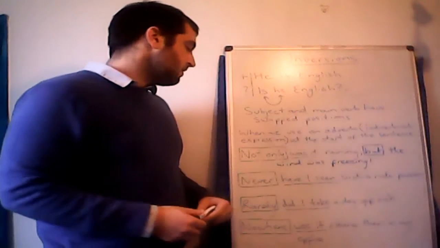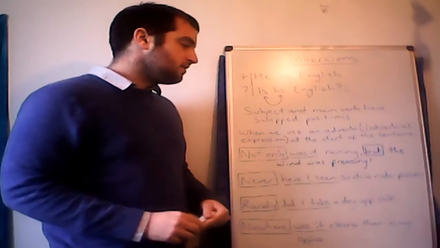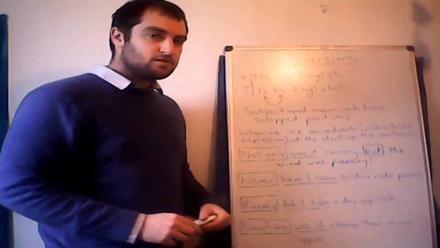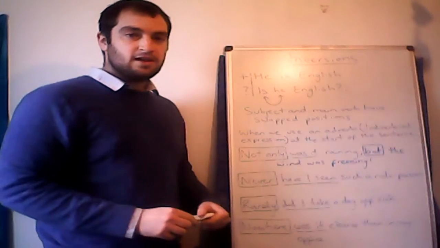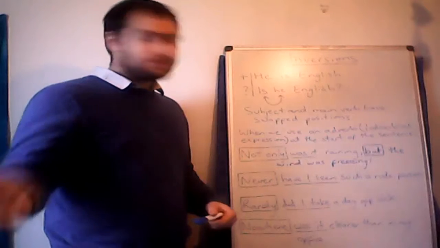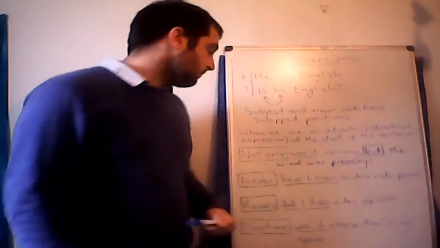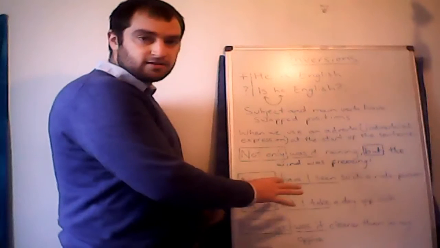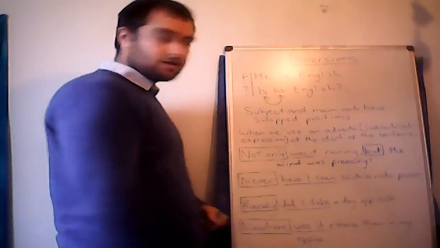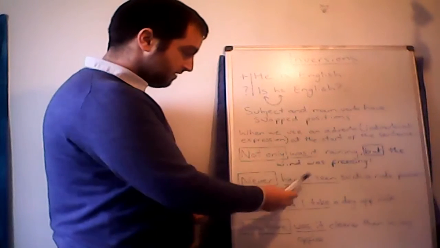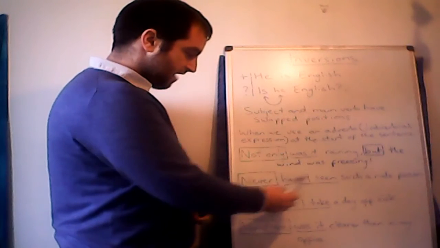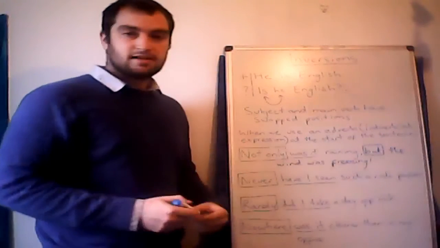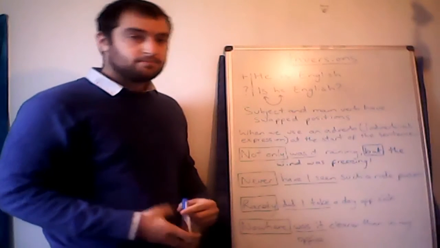Okay, the next one. Never have I seen such a rude person. So in a normal sentence, present perfect, this would be I have never seen such a rude person. But instead, I've put the adverb never at the start of the sentence, and then I followed it by an inversion of the have and the I. So never have I seen instead of I have never seen.